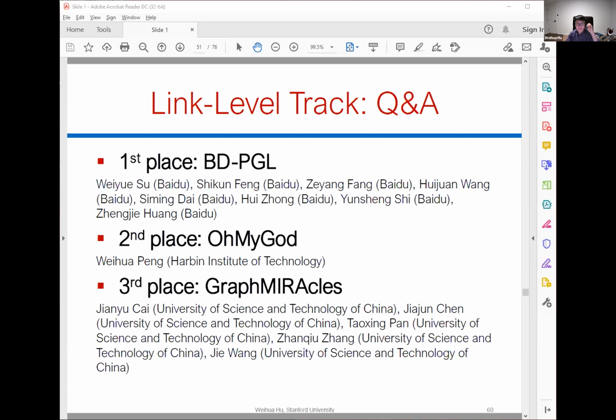I guess the question is, what if you are not given the 1,000 candidates? What if you are required to rank the true tail entity among all the 90 million entities? Because that's actually how your model is used in practice, and that's what we're going to propose for version 2 of the dataset. Do you have any comments on this?